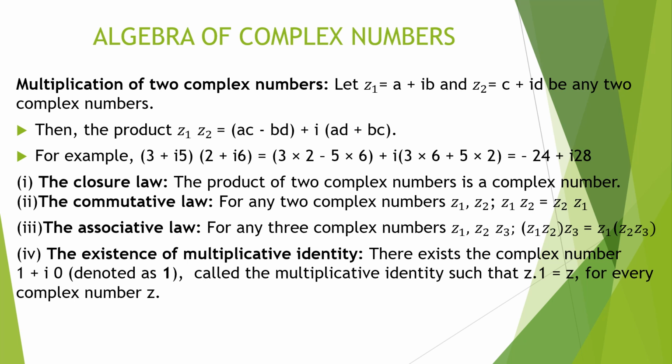Existence of multiplicative identity. There exists a complex number which is denoted by 1, which is equal to 1 plus i into 0, and it is called the multiplicative identity of the complex number Z, such that Z into 1 will give you Z for any complex number Z.